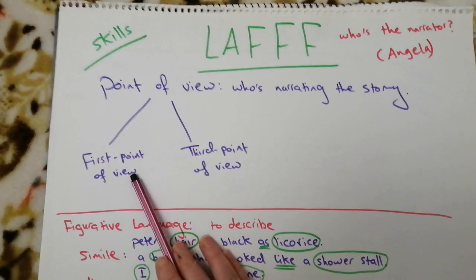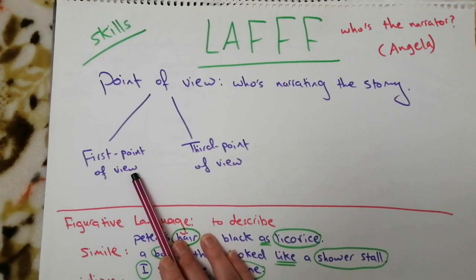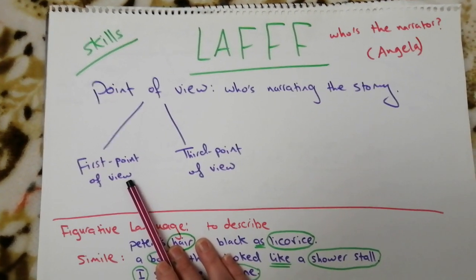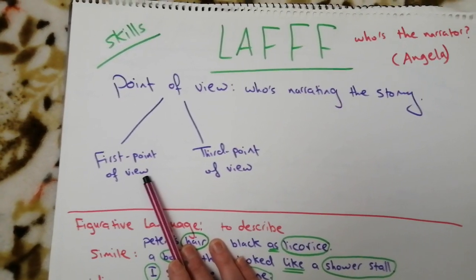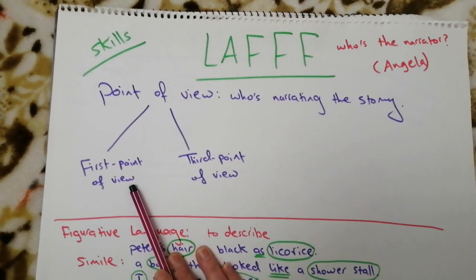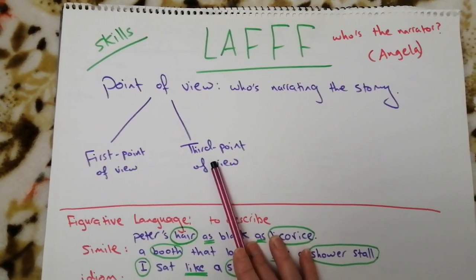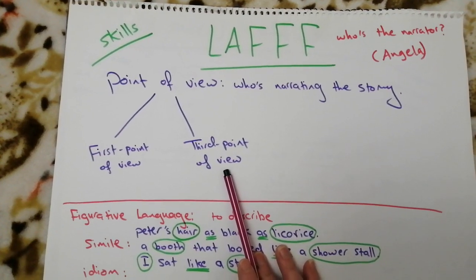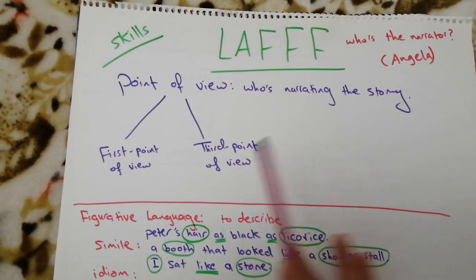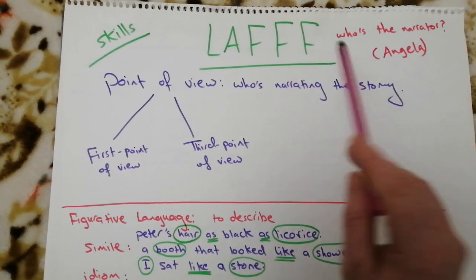Okay, first point of view means that the narrator who is telling the story is a character in the story, and he is telling the story about himself or herself, and he or she uses the pronouns I, me, and my. Third point of view means that the narrator who is telling the story is not a character in the story, and he is telling a story about others.